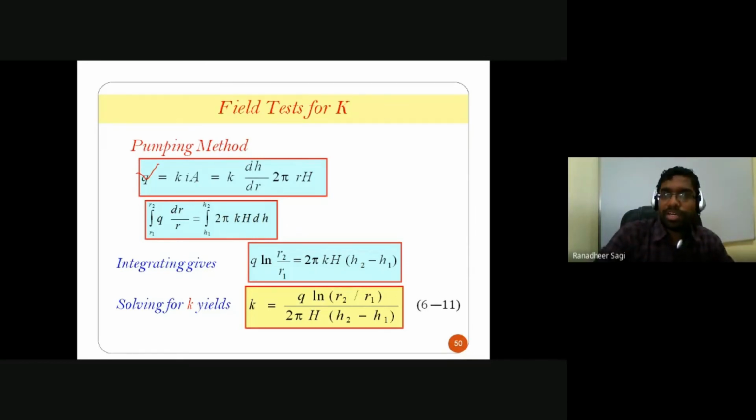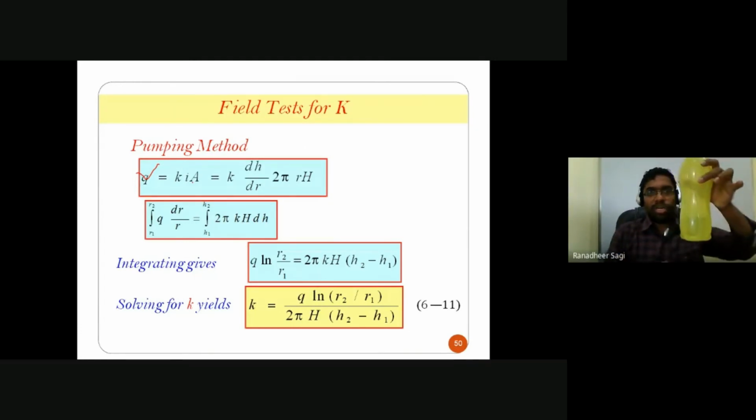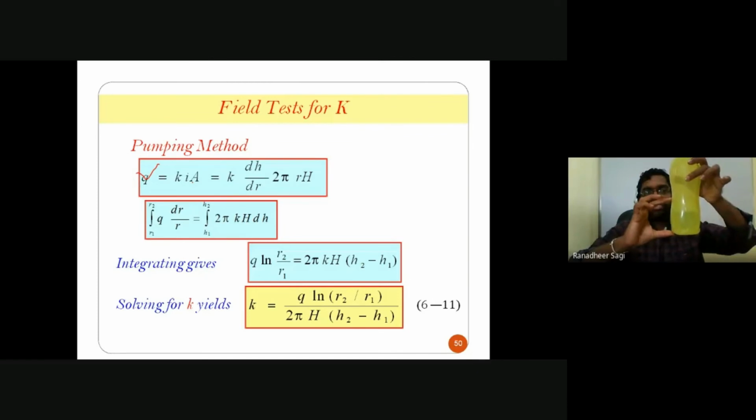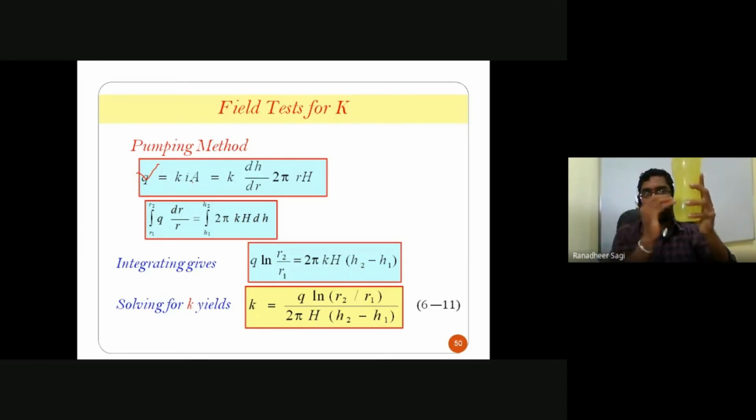A is nothing but the cross-sectional area of the soil through which the flow can enter into your borehole. I repeat, if I consider this to be my borehole, till here it is my aquifer, above this it is an impervious layer, below this it is an impervious layer. Water can flow only through this aquifer strata into the borehole, not through this region.